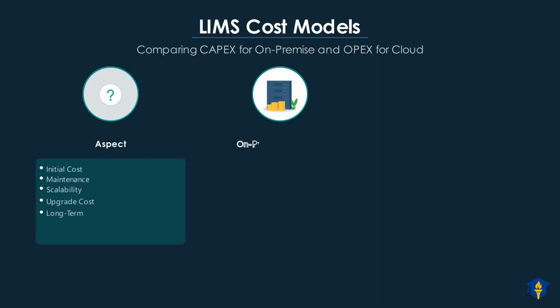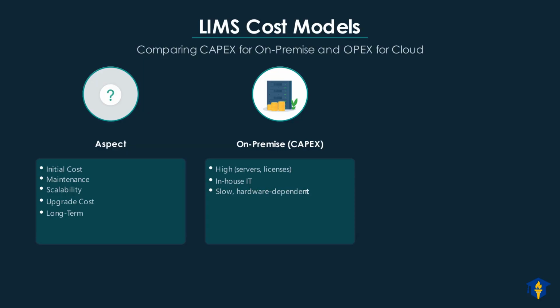For on-premise LIMS, the financial model typically involves capital expenditure or CAPEX. Initial costs are high, involving significant investments in physical servers and software licenses. Maintenance is managed by your internal IT team, requiring dedicated resources and expertise.